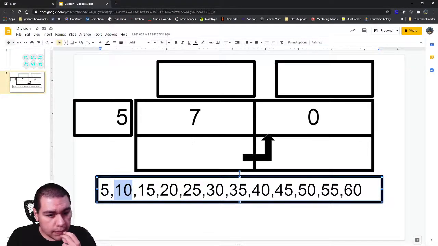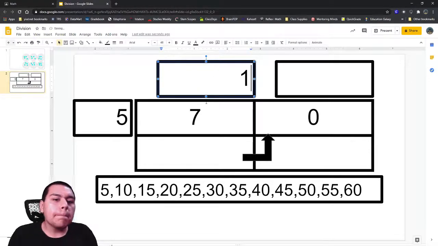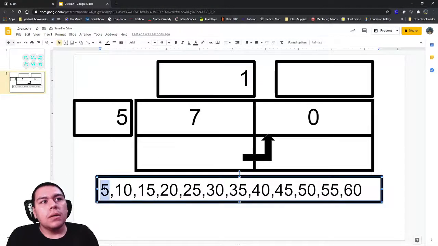Kylie? Do I have enough in this box to give each of my 5 groups 2? No, I don't have enough. But I do have enough for 1. So every group can get 1. That would be fair. If every group got 1, that would mean I need 5. So let's take those away. What's 7 minus 5, Kylie? 2.